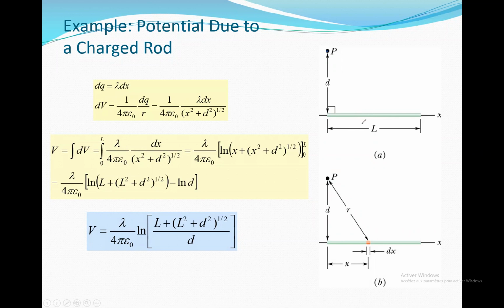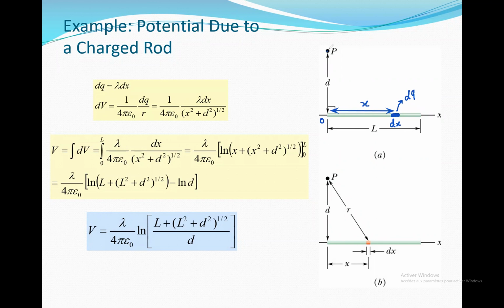In order to calculate the potential, as before, I have to take a small portion from here. This one is dq, with a length equal to dx because it's along x. Second, I have to specify the position of this dx with respect to O, which equals x. And dq equals lambda dx.